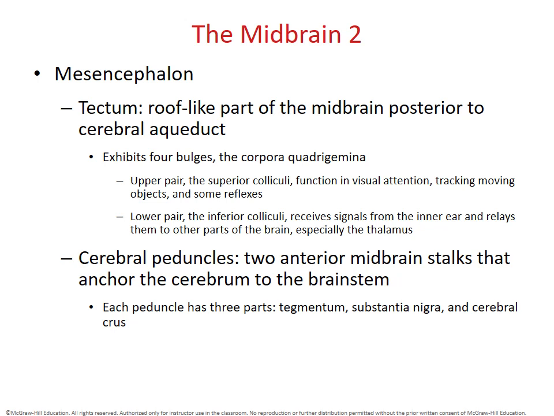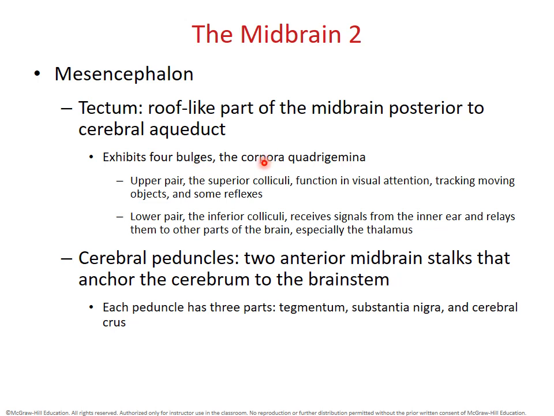We do have, on the back side, on the posterior part of the midbrain, a set of 4 bumps or bulges, and these are referred to as the corpora quadrigemina. The corpora quadrigemina, 4 bumps that are on the dorsal portion of the midbrain.